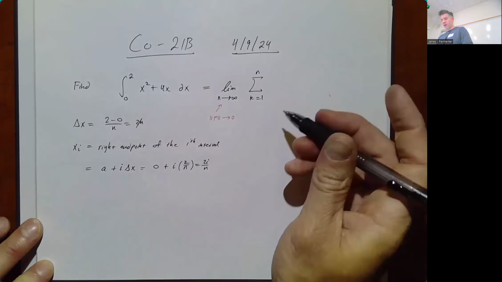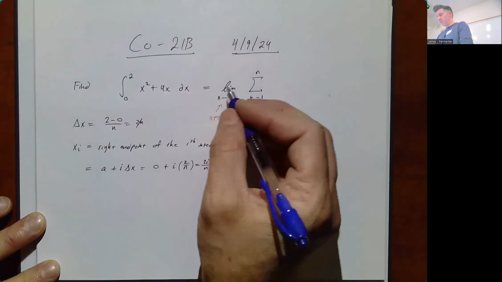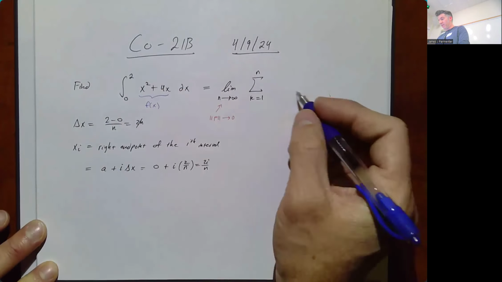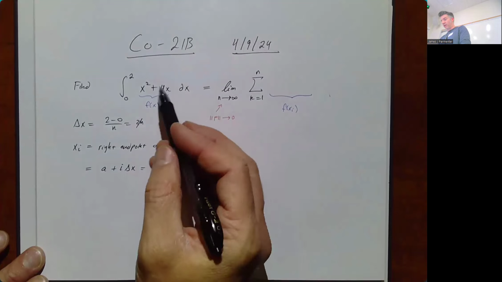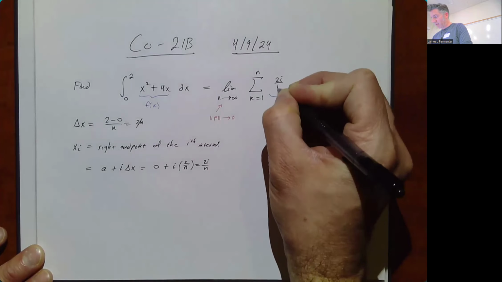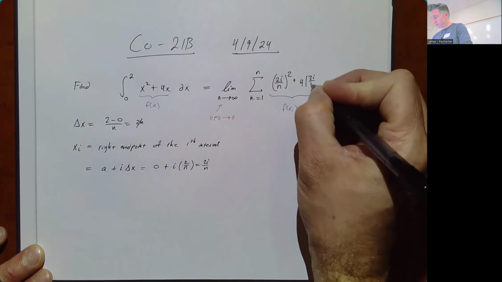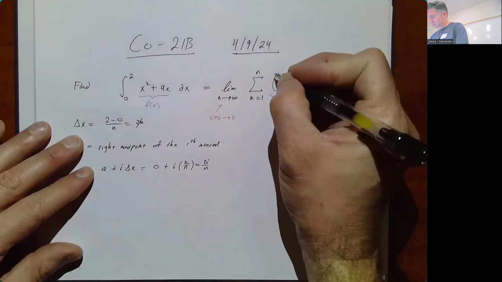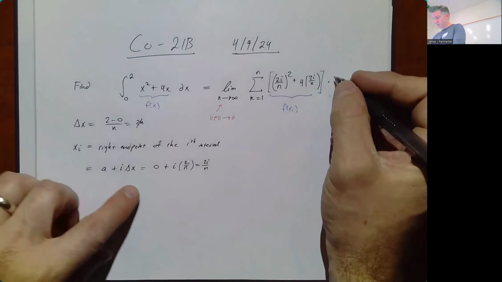When I look at this, I'm really thinking of how the integral is becoming the summation symbol. The integrand, f of x, is becoming f of x sub i, which in this case is the function x squared plus 4x with 2i over n plugged in. So it's going to be 2i over n squared plus 4 times 2i over n, and then times, I should put some parentheses around that, my dx, which is my delta x, 2 over n.